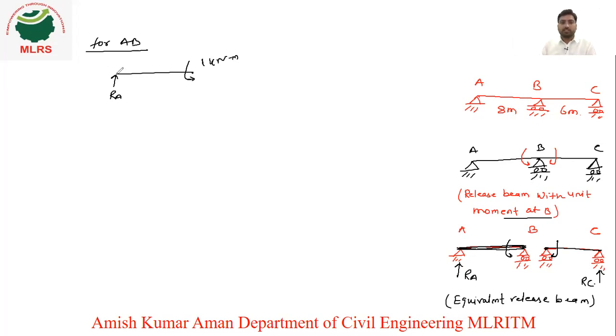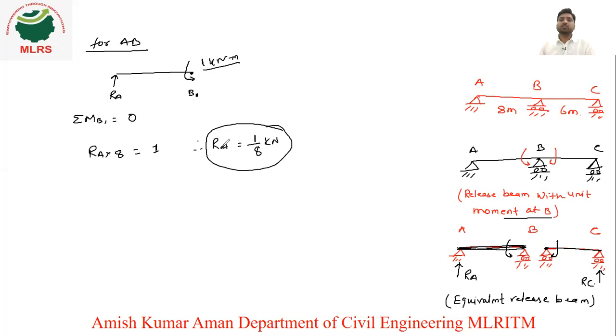So, for summation of moments, let's take this point as point B1. Summation of moments at B1 will be equal to 0, right? So what will happen? RA into this span of 8 meters will be equal to the moment at this point. The total moment at this point is 0, but at this point there is a moment of 1 kilonewton meter, so it will be equal to 1. So from here RA will be 1 by 8. Okay, so we have calculated the RA value as 1/8 kilonewton.